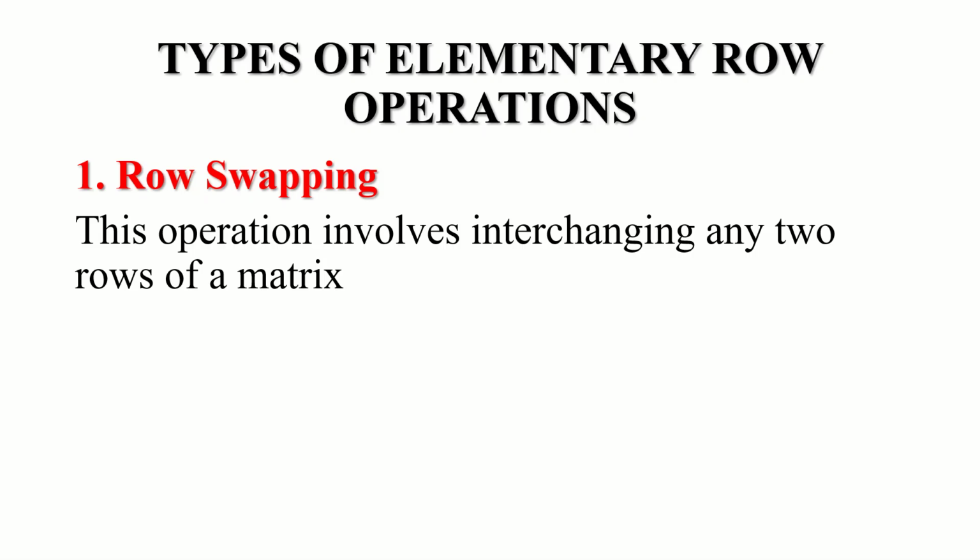With the first type, we have row swapping. Row swapping: this operation involves interchanging any two rows of a matrix. The underlined words here are interchanging any two rows of a matrix. So when we have a matrix, what we are interested in is to interchange its rows, and that procedure is what we term row swapping.